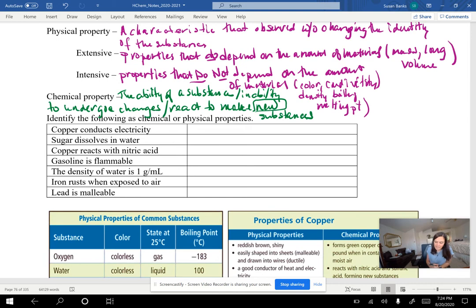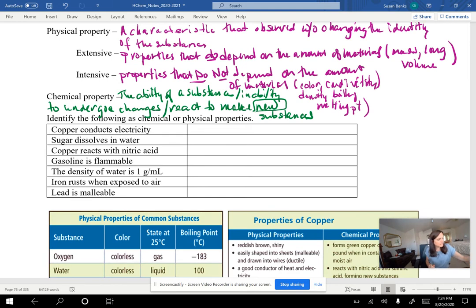So I want you to take a minute or two to go through these properties and identify them as chemical or physical, and we'll check in just a minute. Okay, so take a minute.